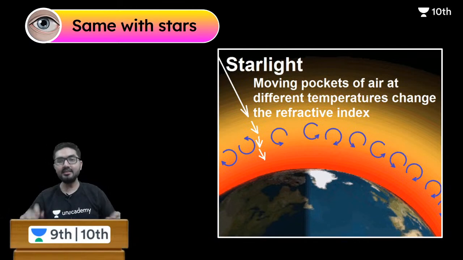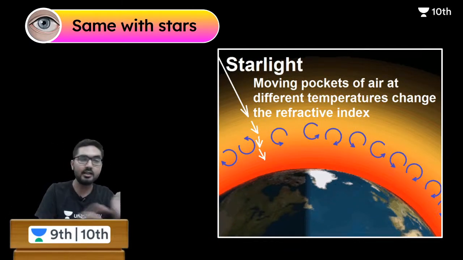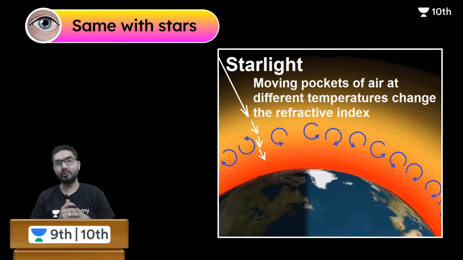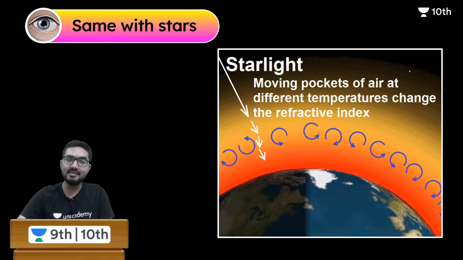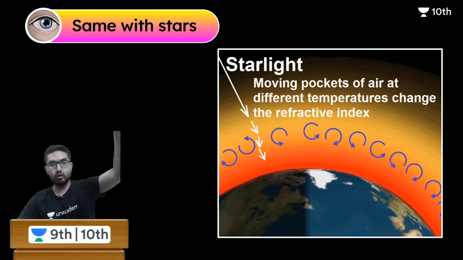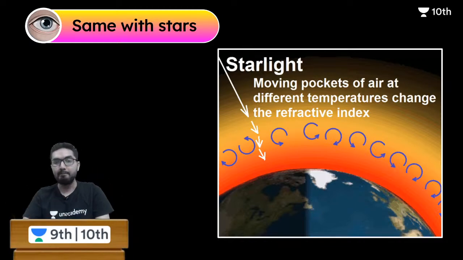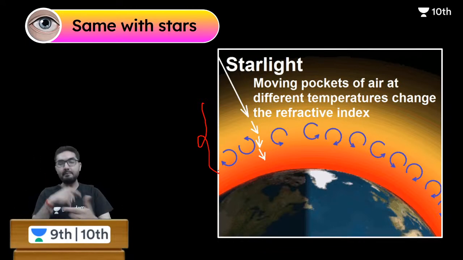Now there is a very important question that they may ask in the board examination, and the question is, why do stars twinkle? The reason stars twinkle is that the light comes from the atmosphere to the earth, bending towards the normal, that's correct, but the refractive index is changing continuously. Why? Because the temperature is changing.